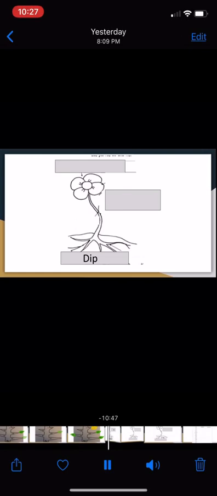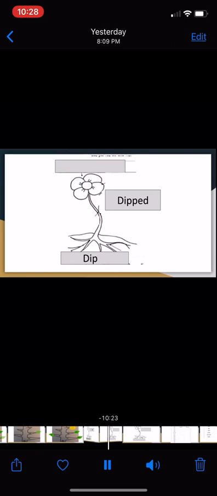The first root word is dip. How do I change the word dip to dipped? Very good. D-I-P-P-E-D, dipped. When the word ends in P, S, or M, we have to add another consonant when we're adding a suffix ending. So how do I change the word dipped to dipping? Great job. D-I-P-P-I-N-G.